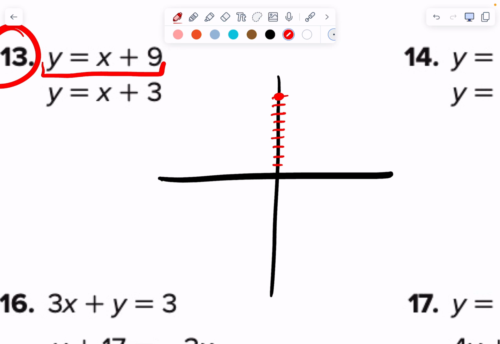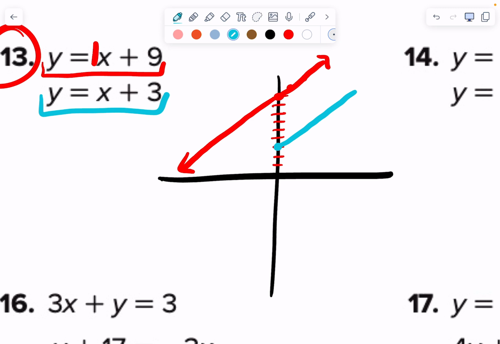What's the slope? 1. So we're going up 1 over 1, up 1 over 1, or down 1, left 1, and he goes like this. Just like that. Got it? The second one, where do we start him? At 3. 1, 2, 3. And I go up 1 over 1, or down 1, left 1, etc. Just like that. There's my 2 lines. And this is at 3, and this is at 9.